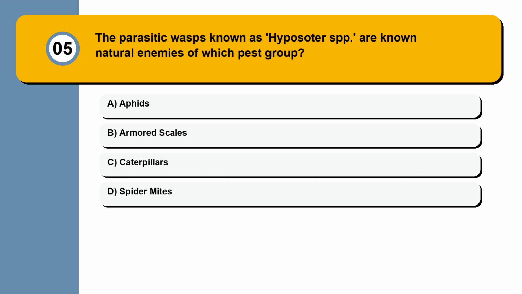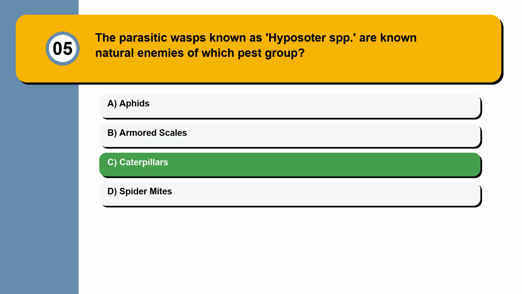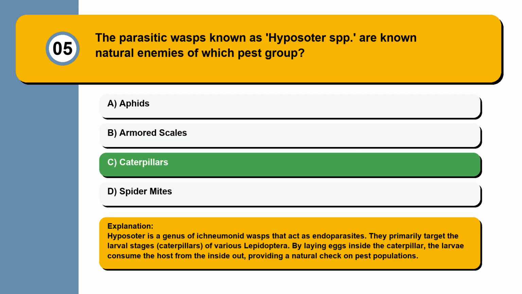Question 5. The parasitic wasps known as Hyposoter spp. are known natural enemies of which pest group? Aphids, armored scales, caterpillars, spider mites. Hyposoter is a genus of ichneumonid wasps that act as endoparasites. They primarily target the larval stages, caterpillars, of various Lepidoptera. By laying eggs inside the caterpillar, the larvae consume the host from the inside out, providing a natural check on pest populations.